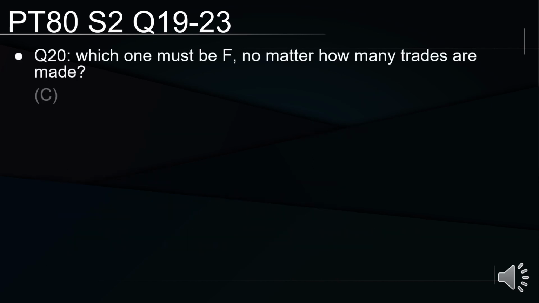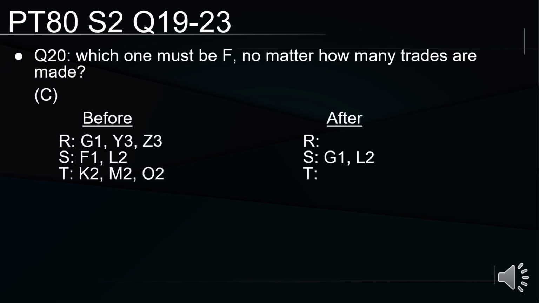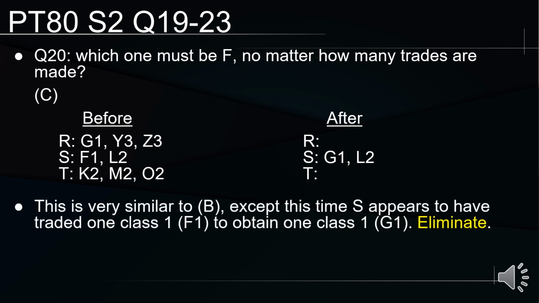So moving on to answer choice C. Now we have, as always, our before scenario, same one from the intro paragraph, and our after scenario is that S ends up with G and L. And this also seems quite feasible. It's very similar to B, except this time S appears to have traded one class 1 building, F, to obtain one class 1 building, G. So just like you can do a one-to-one trade, S can give its F to R in exchange for R's G, and that's a one-to-one trade within the same class, and it works. So I'm going to eliminate this one as well.